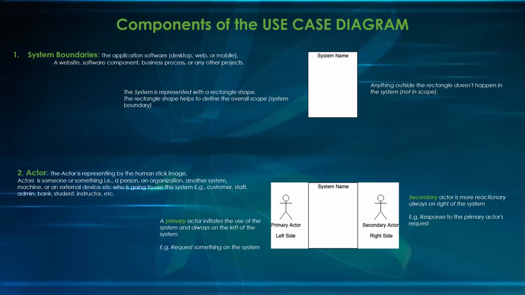So we have two types of actors, the primary actor and the secondary actor. Now, the primary actor is always on the left, and the secondary actor is on the right. The primary actor initiates while the secondary actor responds. Does it make sense, guys? Yes. Okay.